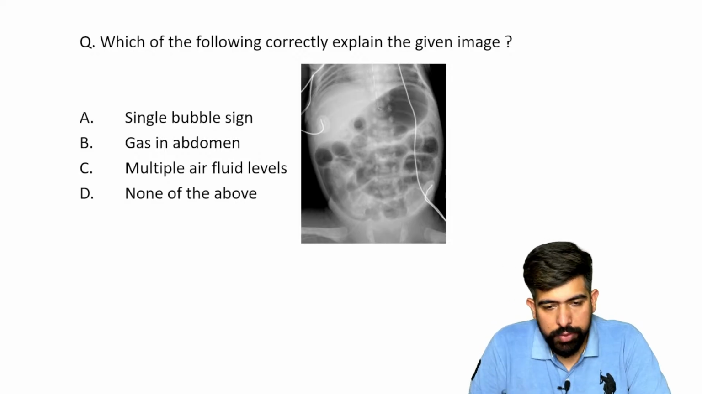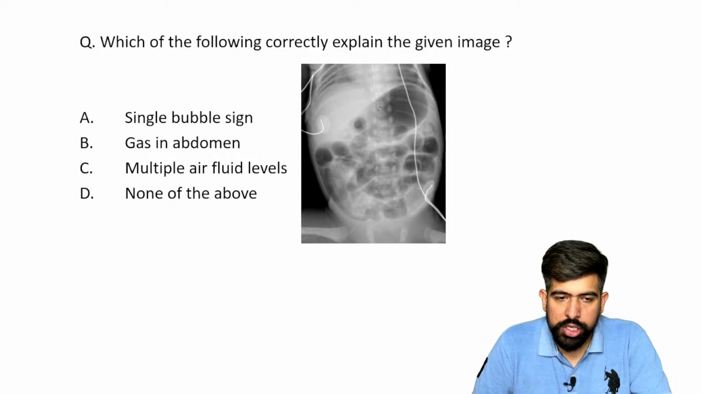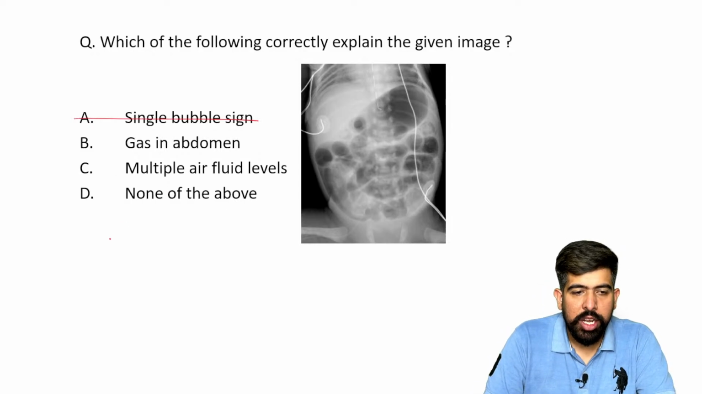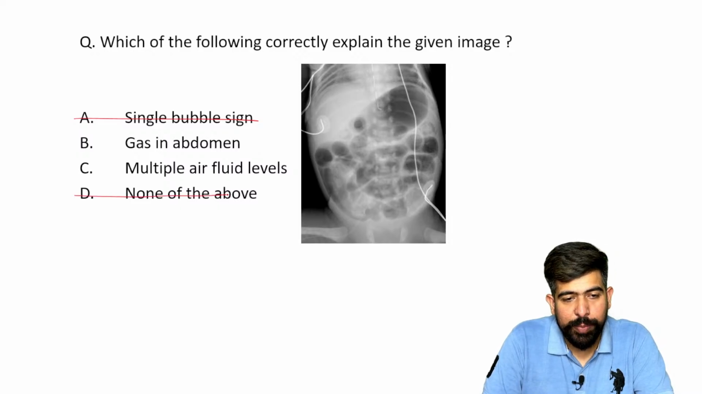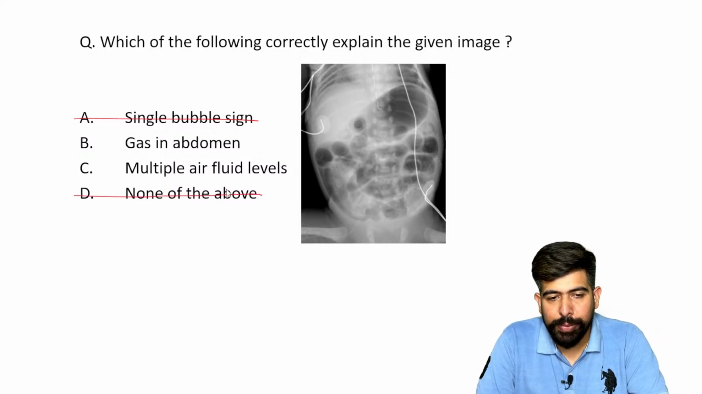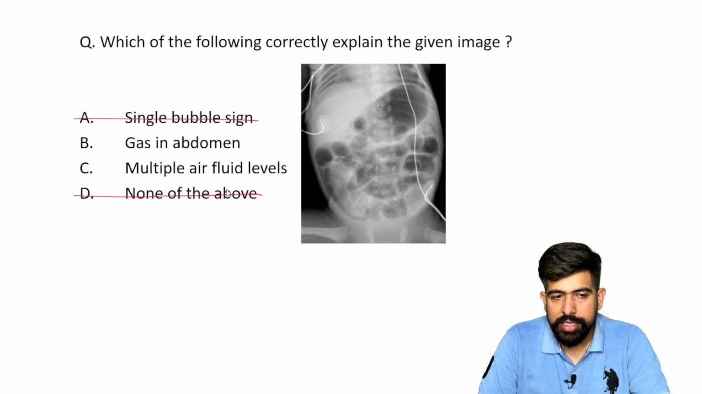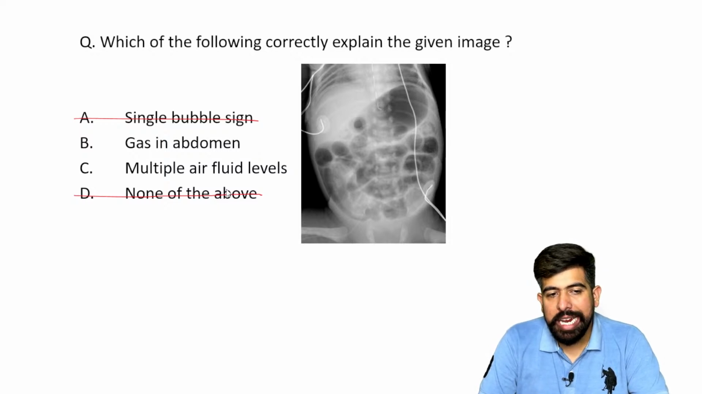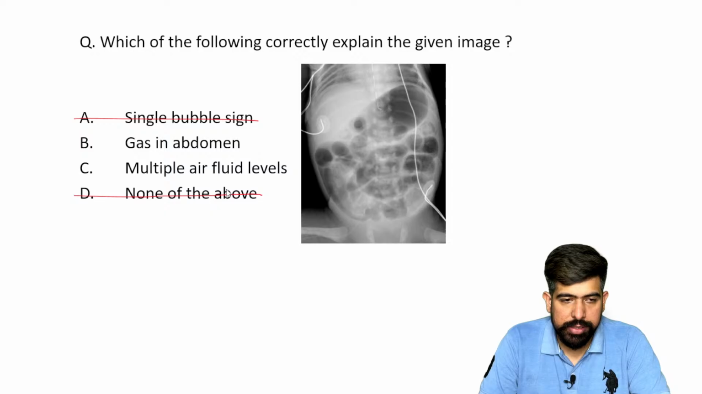Very good, doctors, very good. So option A is ruled out. It cannot be possible. Let's remove it. Option D, none of the above, was never ever possible. Now we have the two options: one, gas in the abdomen, and option C, which is the multiple air fluid levels.